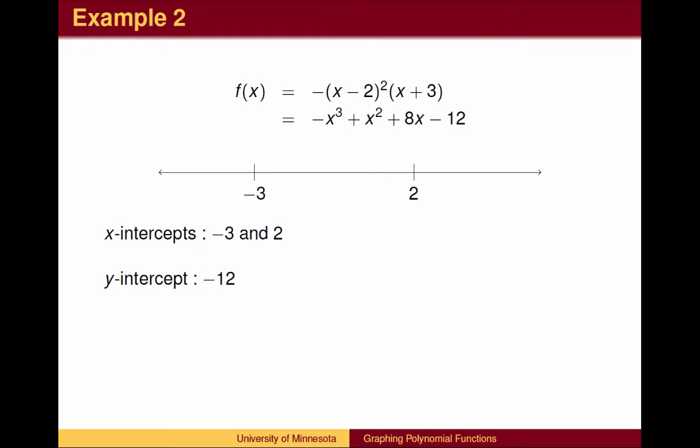Here's another example. There are two places where the function equals 0. In other words, there are two x-intercepts. Notice that one of the factors is squared, and so in essence is two identical factors. By plugging 0 in for x in the expanded form, we see that the y-intercept is negative 12. If we choose a number larger than 2 for x, we see that f of x has its original negative sign.